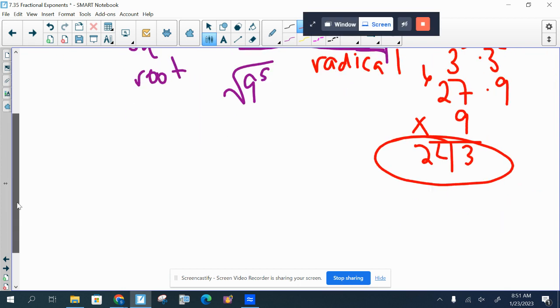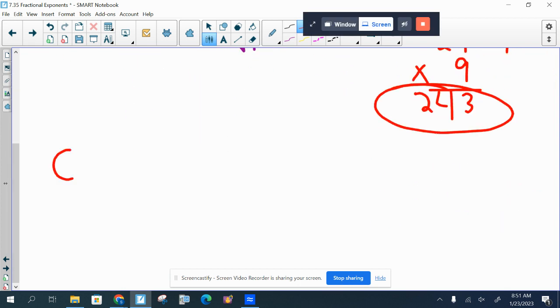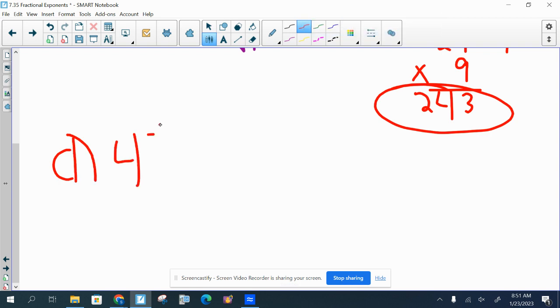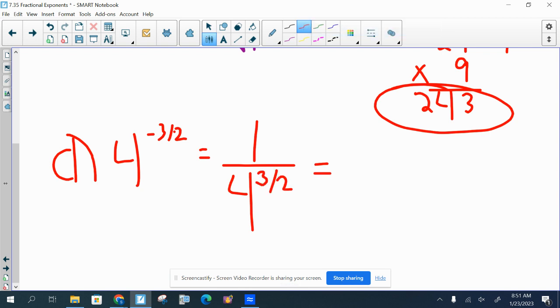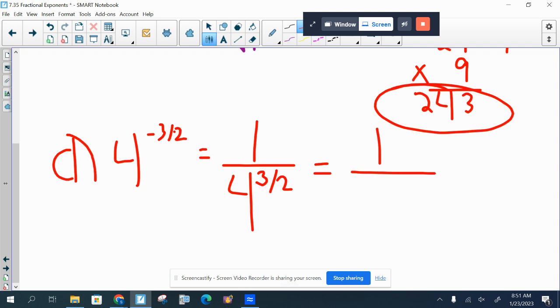Let's do the last one on here. Oh, that says C twice. Oops. It's supposed to say D. So 4 to the negative 3/2. First step is we flip it. So we make it positive. 1 over 4 to the positive 3/2. Then we still keep this part under 1, and we're going to do what we did above.